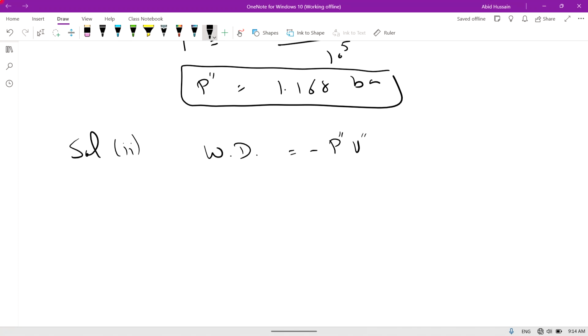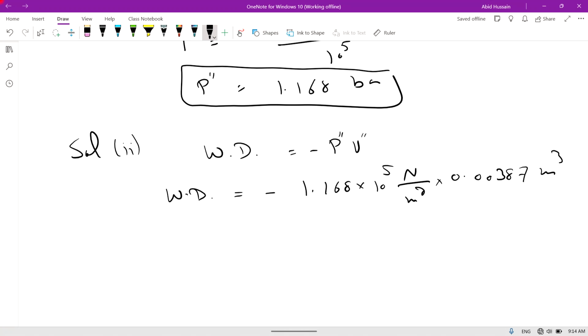So work done is equal to minus P double dash, which is 1.168 bar, or 1.168 multiplied by 10 power 5 Newton per square meter, and V double dash is 0.00387 cubic meter. Multiply this, and square meter will be cancelled with square meter. This will be meter, so the unit will be Newton meter. Work done is equal to minus 452.016 Newton meter.